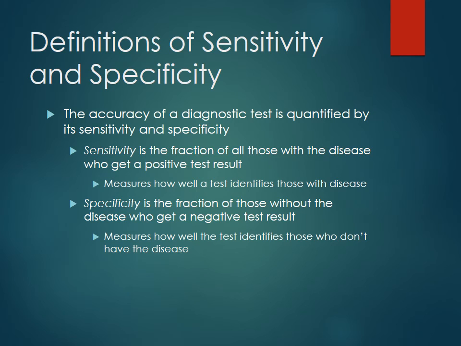And then the specificity is the fraction of those without the disease who get a negative result. So you have to be able to tune out the noise. The sensitivity is more like the signal, and specificity is the noise compared to that. You want to make sure that if patients do not have the disease, your test reflects that, because you don't want to accidentally tell someone they have HIV or something like that when they really don't.